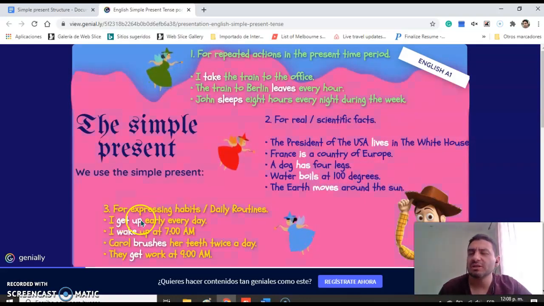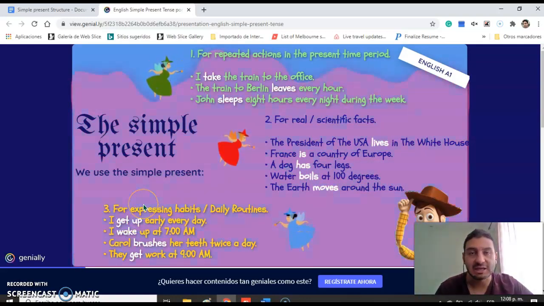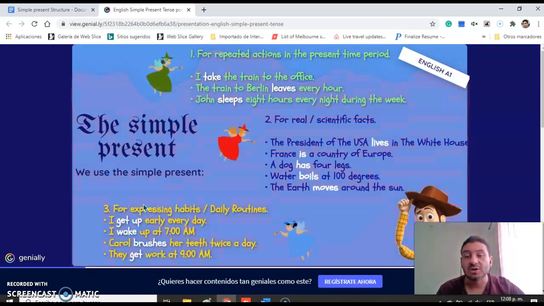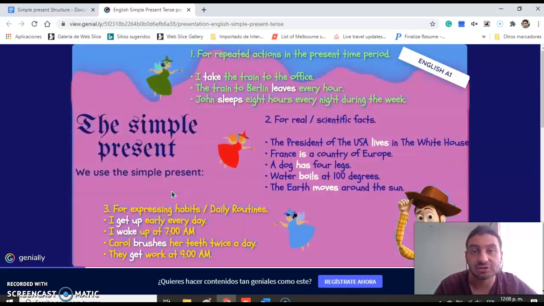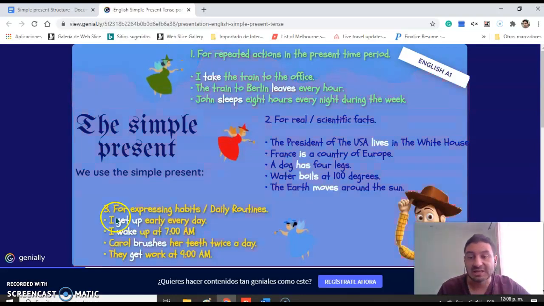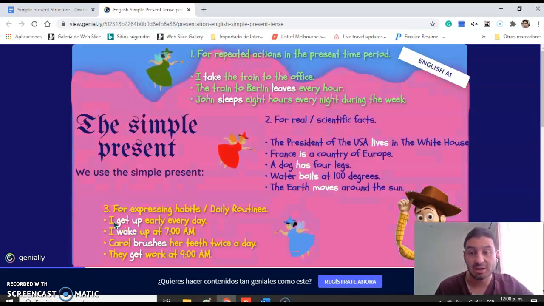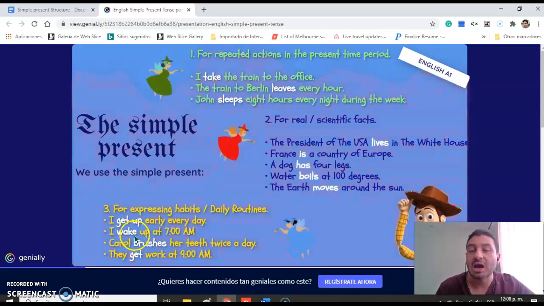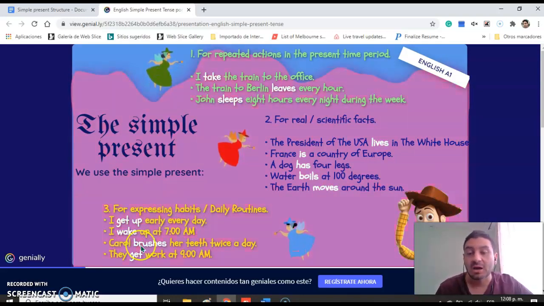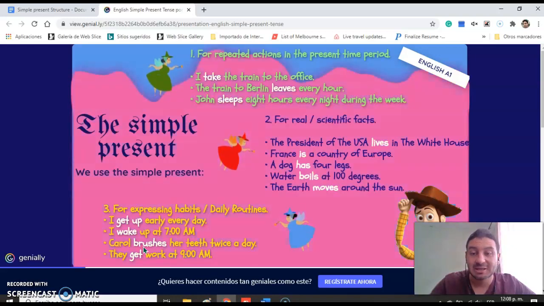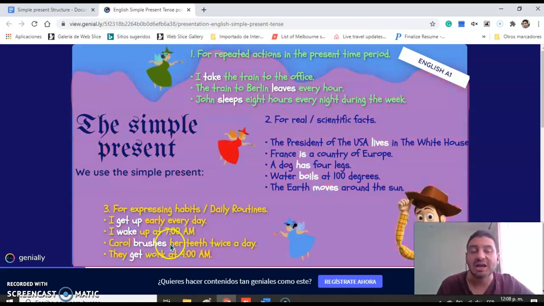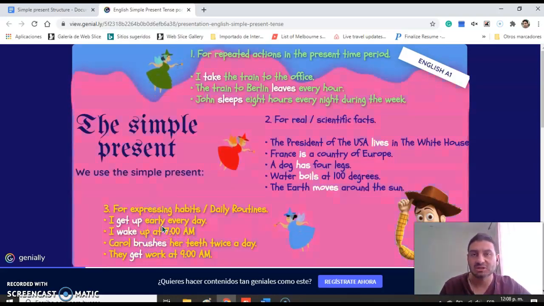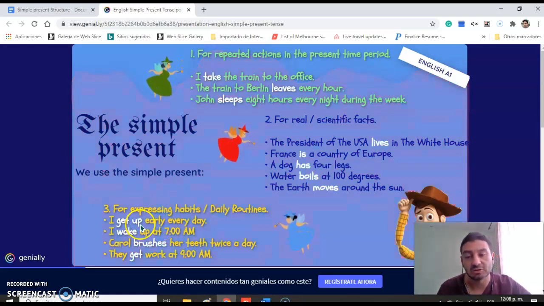And the most important use of the simple present in English is for expressing habits or daily routines, the actions that I usually do in a normal day. For example, I get up early every day. I wake up at 7 a.m. Carol brushes her teeth twice a day, 2 veces al día. They get to work at 9 a.m. So those are some of the actions that you usually do in a normal day.